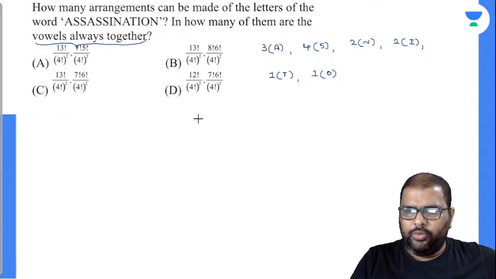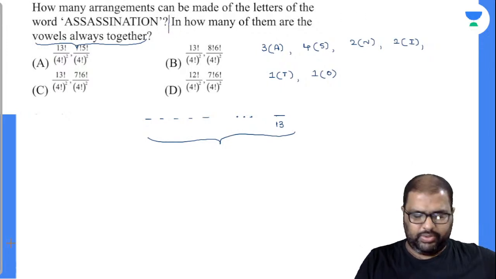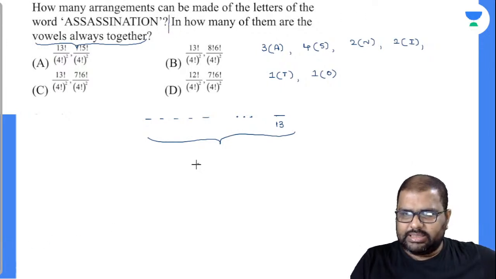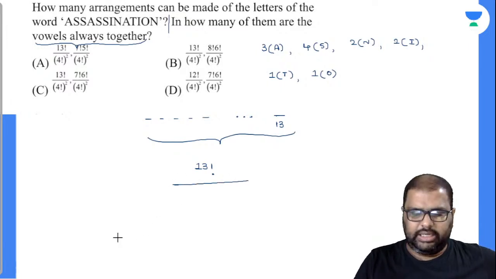So totally, how many letters are there? 1, 2, 3, 4, 5, 6, up to 13 letters are there. Now, these 13 letters can be arranged in 13 factorial ways. Am I right or wrong? Yes, perfectly. And closely observe that there are duplicates in those 13 letters.